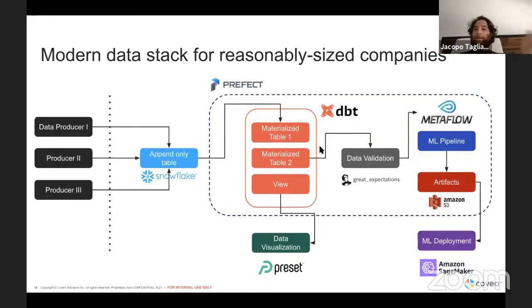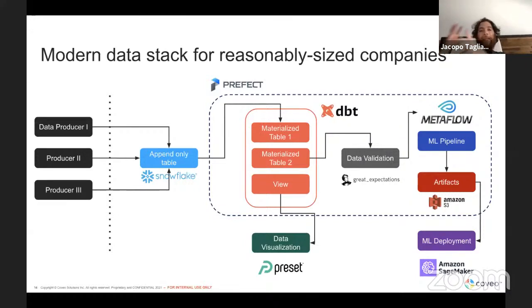On the right side, once data is in Snowflake, we're going to use an orchestrator, in this case Prefect, but Airflow could work as well. And we're going to use a transformation tool, in this case dbt, to build tables out of this raw data. Tables are going to go into different systems. If you want to do data visualization, you can feed these tables to a BI tool, for example, Preset. If you need this data for ML features, you may want to go through an intermediate step, which is data validation. Let's make sure that the data that we extract is within reasonable boundaries. And then you're going to build your entire model pipeline.